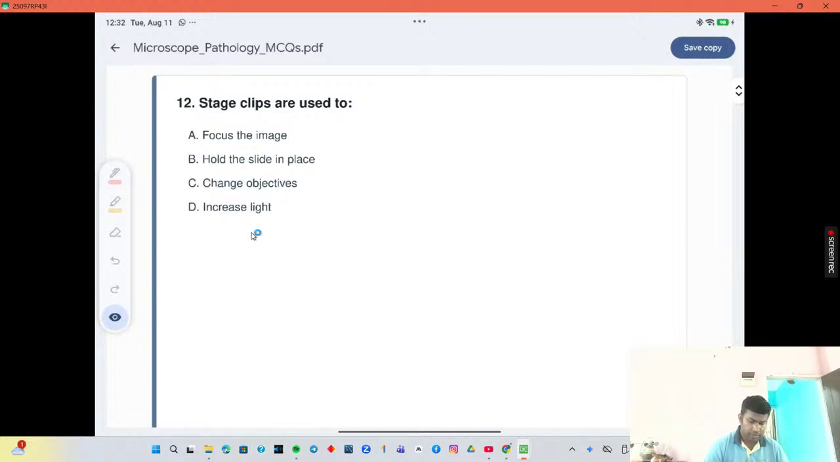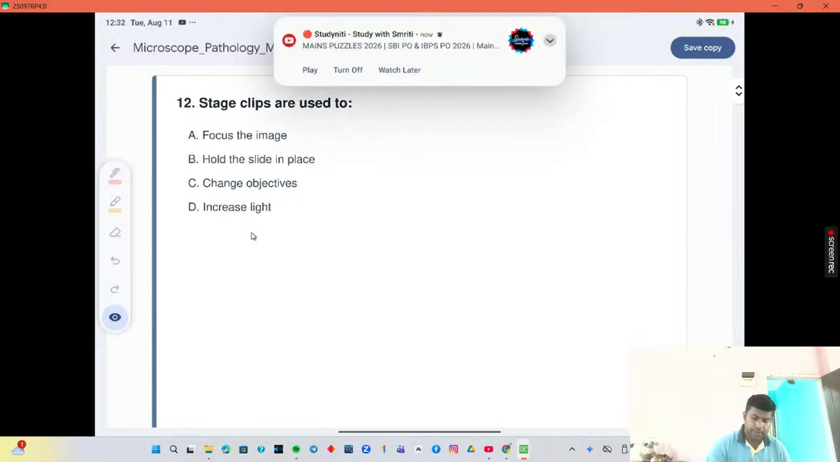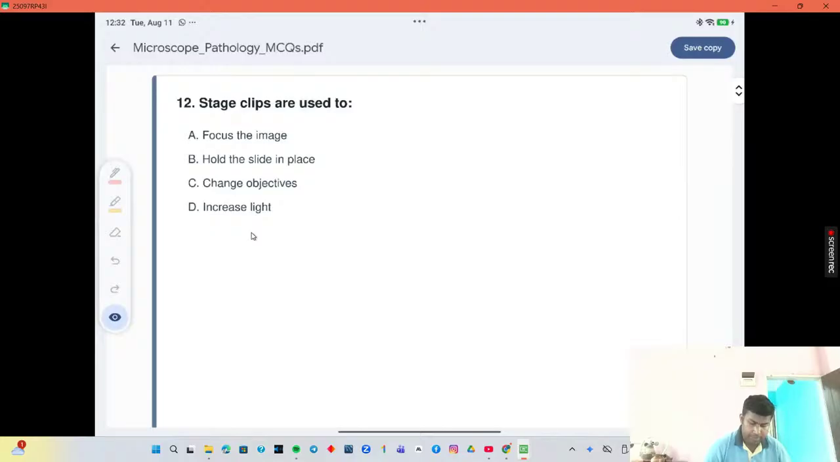Now here the question is given as stage clips are used to. Why are the stage clips in the microscope used? The stage clips of the microscope are used to hold the slide in place. On the stage of the microscope, you can see two clips, and these two clips are used to hold the slide in place.